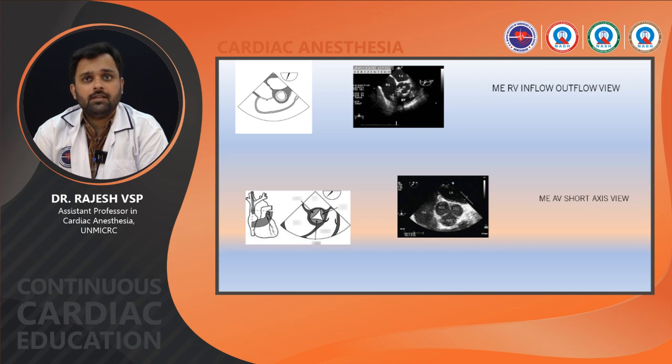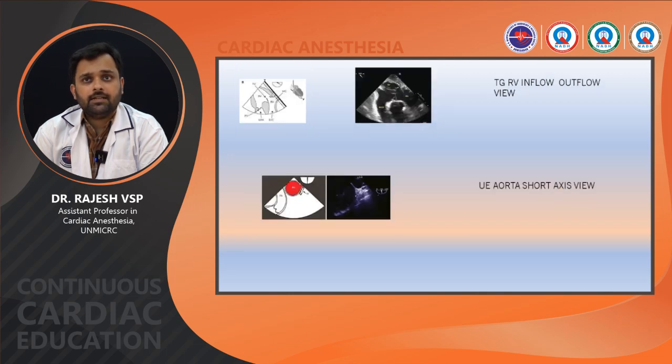The first one is midesophageal RV inflow-outflow view, where you can see tricuspid valve along with the pulmonary valve. The second one is midesophageal aortic valve short axis view, where only right atrium and tricuspid valve sometimes can be seen. If the probe is a little bit angulated towards the right, pulmonary valve leaflets can also be seen.